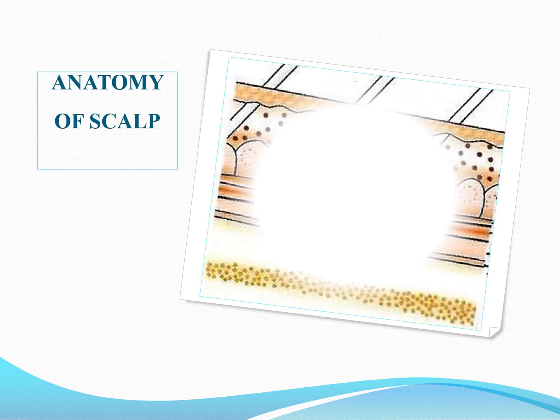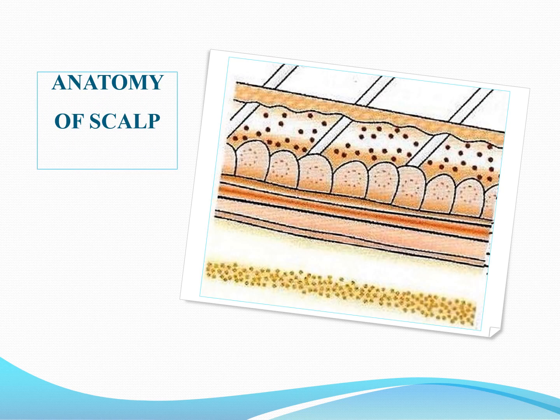This is the diagrammatic representation of the anatomy of the scalp. As I described in the previous slide, it consists of 5 layers. The first is epidermis, then the dermis, then subcutaneous tissue with the septa, and then the superficial fascia, and then the aponeurosis. Then the layer of the loose connective tissue, and then finally the periosteum.